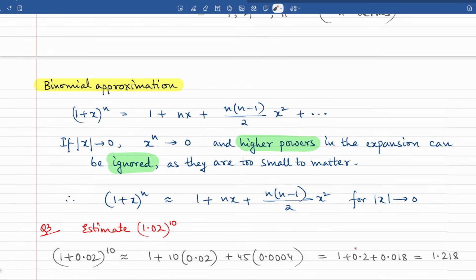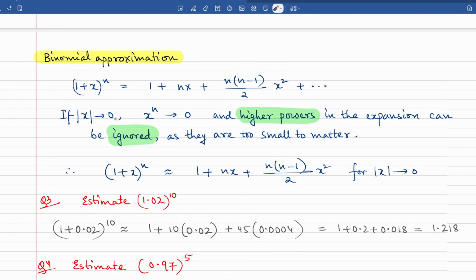Similarly, try to estimate 0.97 to the power 5. You can take x to be negative as well. The formula will still work as we had constructed with mod x tends to 0.